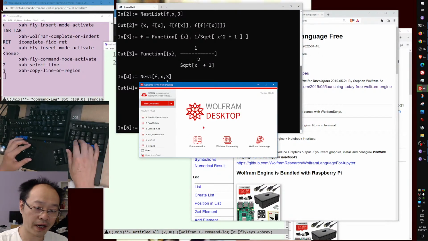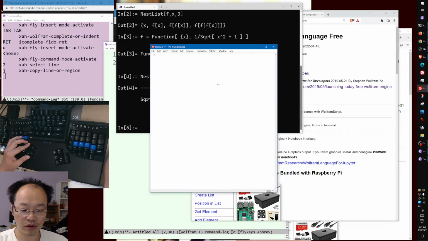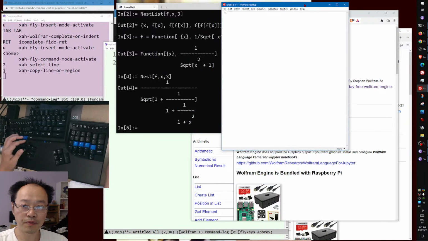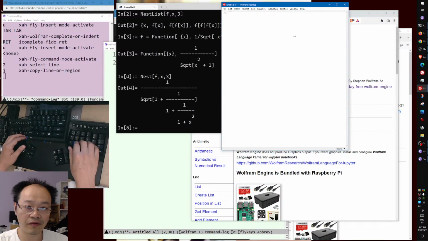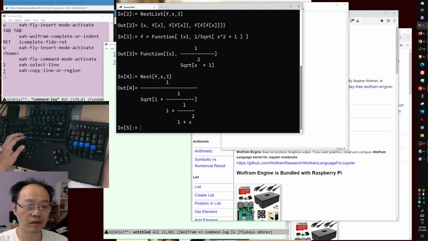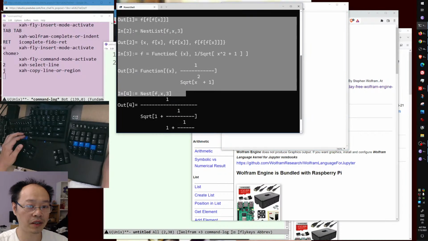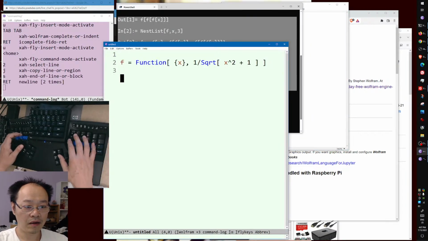I recommend you buy it. Now I'm going to show you the notebook interface, which is a graphical interface. We are going to do exactly the same thing. But first of all, let me copy this here.